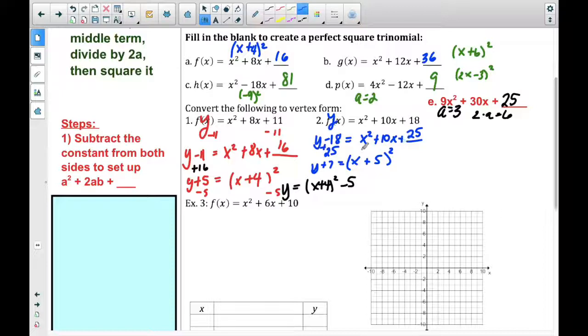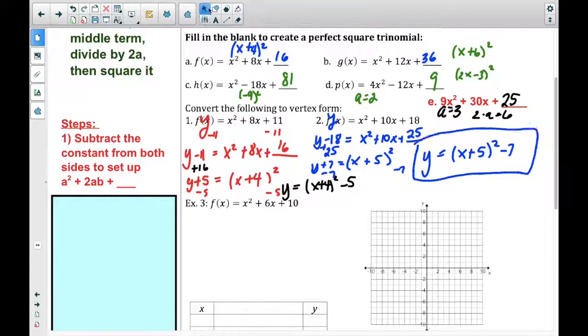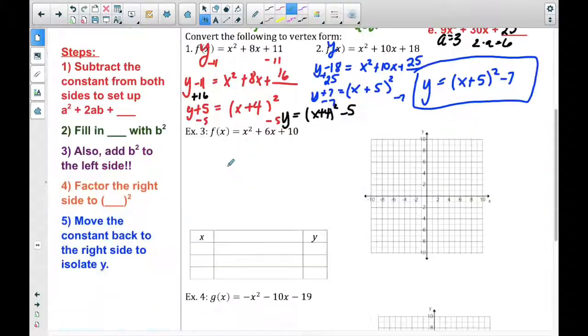On the right-hand side, I want to factor that, make it into a perfect square. The last thing is going to be to subtract that 7 from both sides. And so my answer is y equals x plus 5 quantity squared minus 7. And then I'm done. I uncovered that first step a minute ago. Let's go ahead and take off the rest of those so you can copy those down.